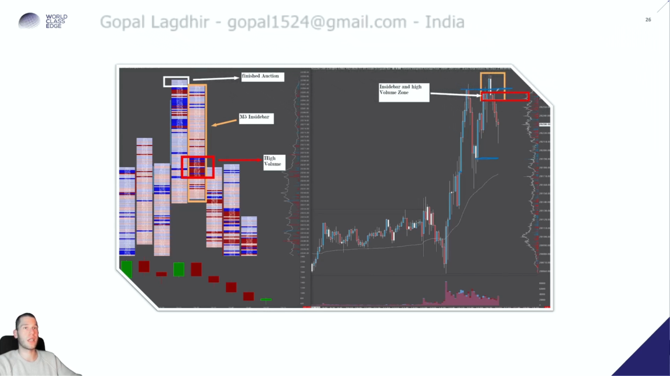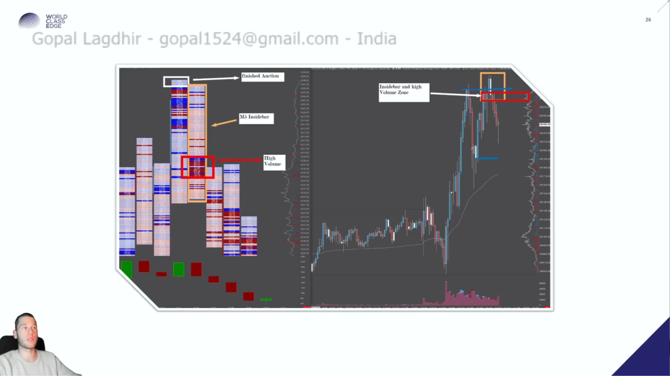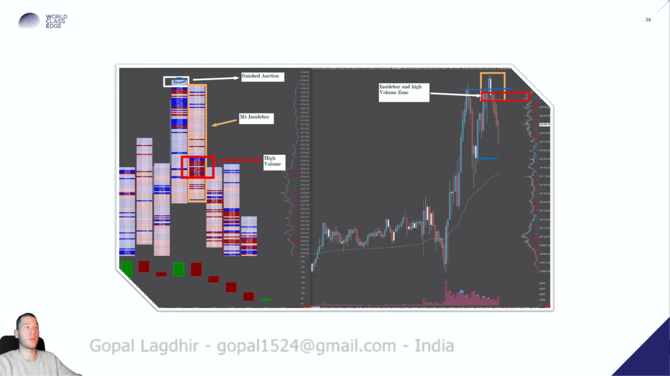Maybe we tried to scale in the limit here long, and then we got stopped out because we put our stop loss maybe below the high volume area. It's okay. First idea was long, we have a stop out, but then we have a break in. We have a breakout, we have a finished auction on top, and then we create an inside bar.